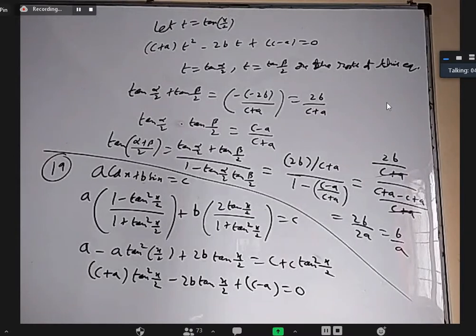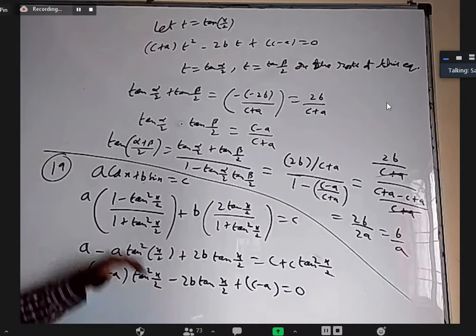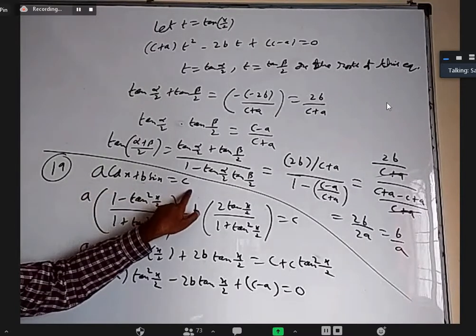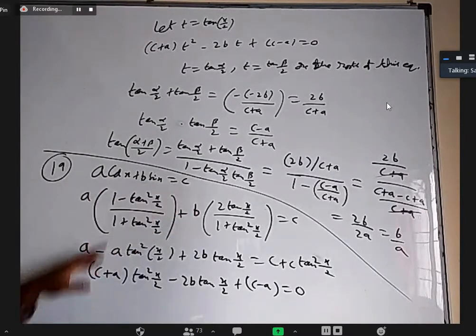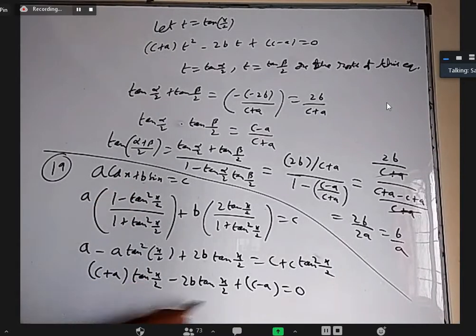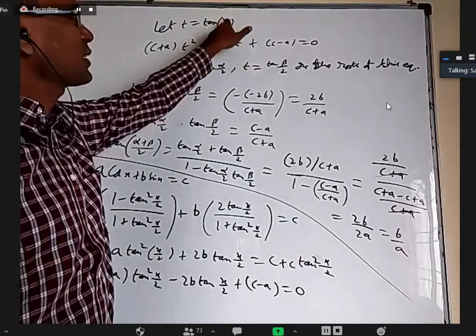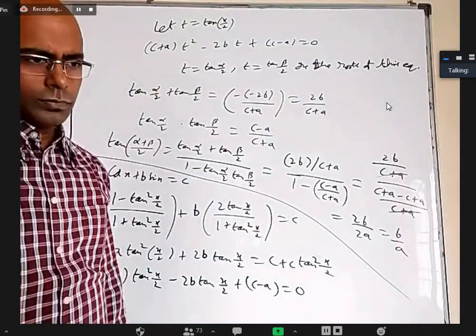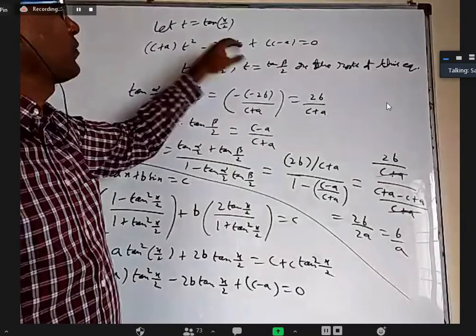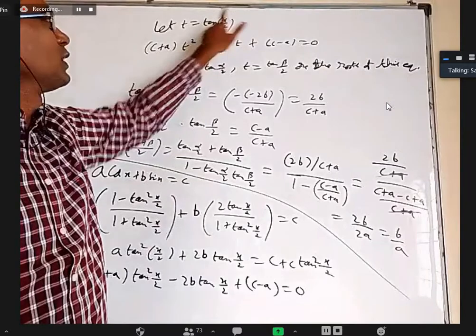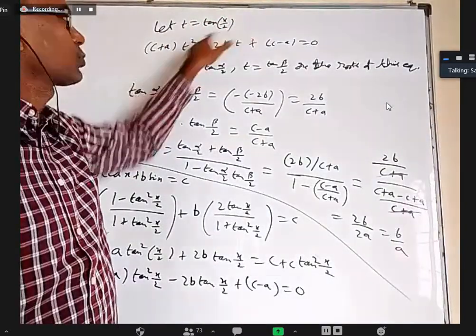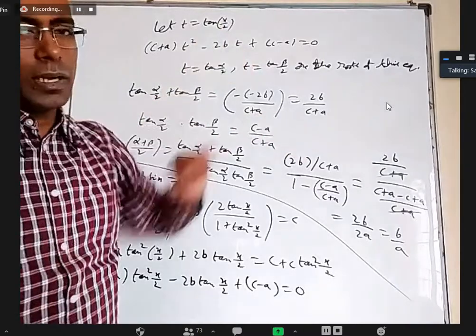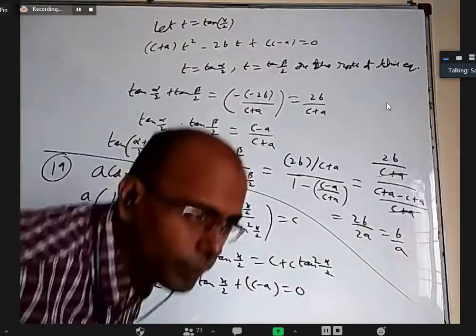Sir, how did you get t equal to tan alpha by 2 and t equal to tan beta by 2 are the roots? They said for this given equation, if you put x equal to alpha, it will satisfy here. If you put x equal to beta, it will satisfy here. In the same way, from that only I got this. But I took tan x by 2 as t. So in the place of x, if I put alpha, t equal to tan alpha by 2 will be a solution for this. Am I right? Yes, sir. So in the same way, x equal to beta should satisfy everywhere, including here. So when I put beta here, my t will be tan beta by 2. So for this equation, in the place of t, tan beta by 2 should satisfy. So tan beta by 2 is another root.